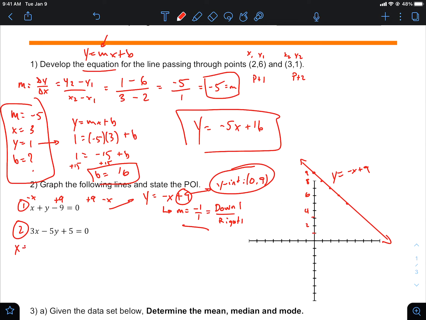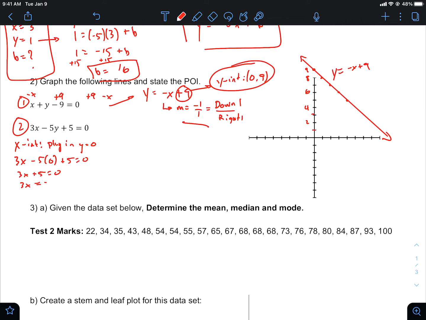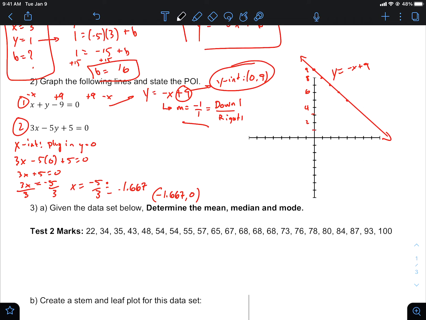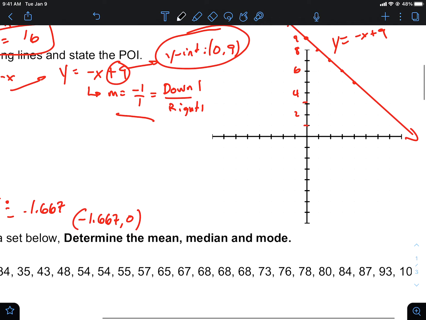But just to broaden our spectrum of ways to do things, I'll do this with x and y intercepts. To find x-intercepts, you can plug in y equals 0. So 3x minus 5 times 0 plus 5 equals 0. 3x plus 5 equals 0. You're solving for x. 3x equals negative 5. Divide both sides by 3. x will equal negative 5 over 3, which is approximately negative 1.667. And so my x-intercept would be negative 1.667, 0. That's one of the points, so you can go plot that. Negative 1.667. Here's 1.5. It's probably almost right, pretty close to 1.5.